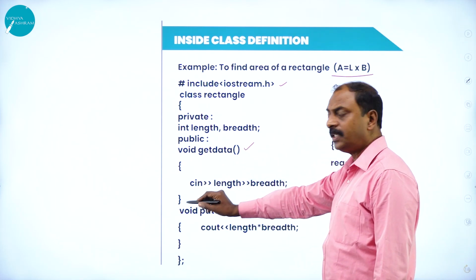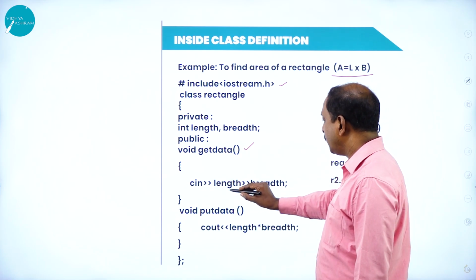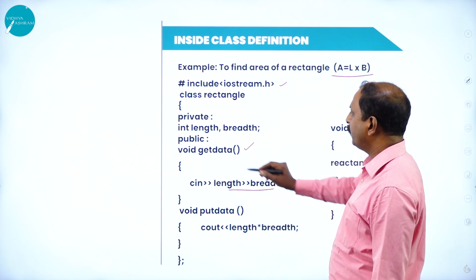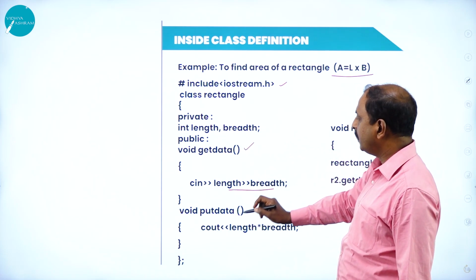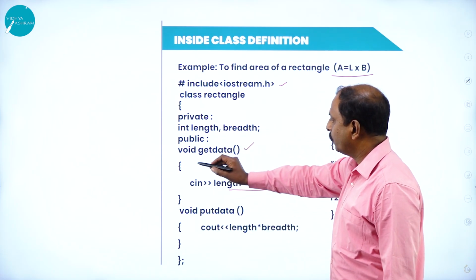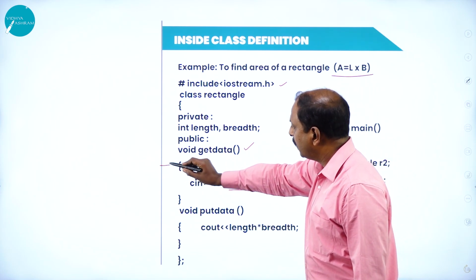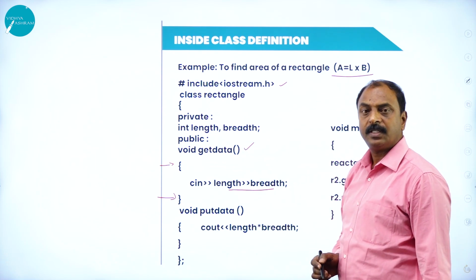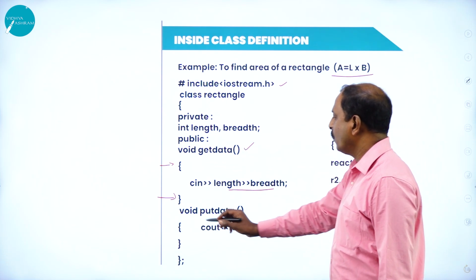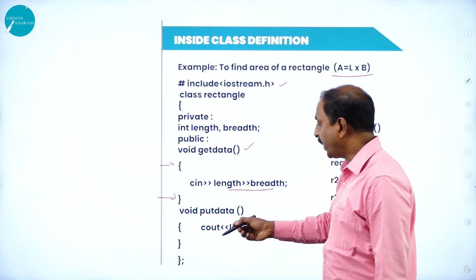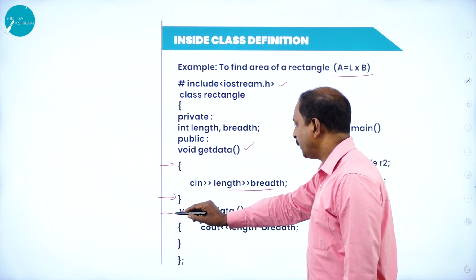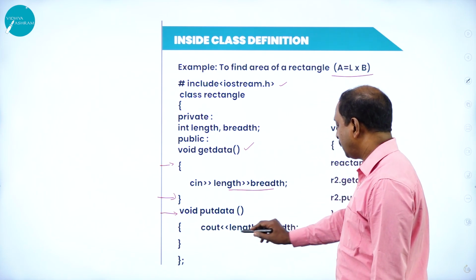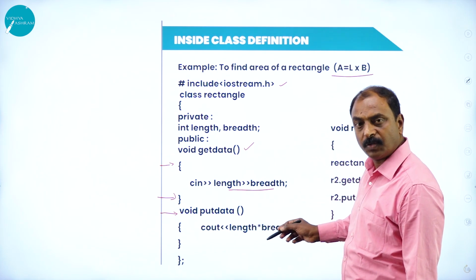Under this we are writing the code, which is the function definition. Here we cin length and breadth, I mean we are reading the values of length and breadth which are declared here. Then we close the function. Similarly, in this example we have one more function, void putdata. The function definition starts here and has one or more statements.